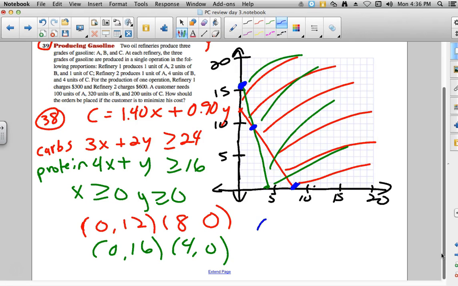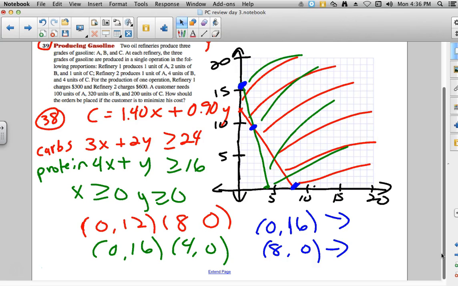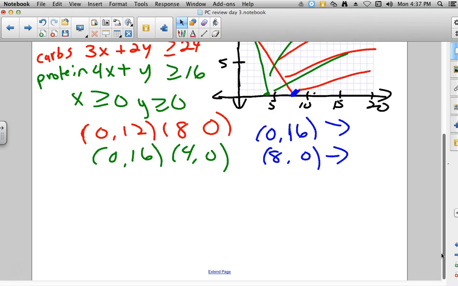So pretty obviously 0, 16 was a good one. And so was our 8, 0. And unfortunately, the green and the red did not intersect at something perfect. I was thinking for a second that maybe it was just my graphing, maybe it's perfectly at 2, 9. But if you put 2, 9 back in there, it doesn't work. It's not perfect. So that means calculator time, which means we have to solve these for y.